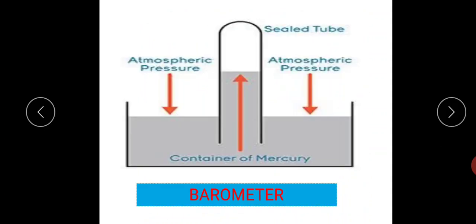So, what is this? This is the instrument called a barometer. It is used to measure the atmospheric pressure. It consists of a sealed tube and a container of mercury, and the atmospheric pressure is measured with this. So what is the name of the instrument? I am repeating it again. It is the barometer.